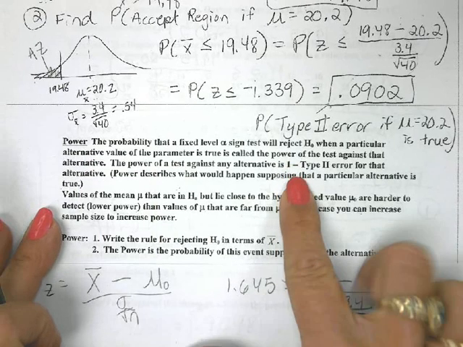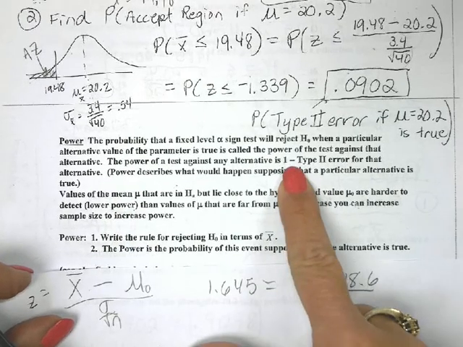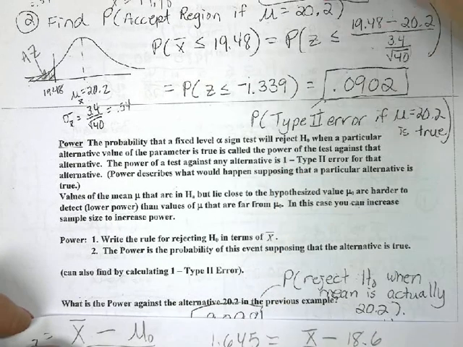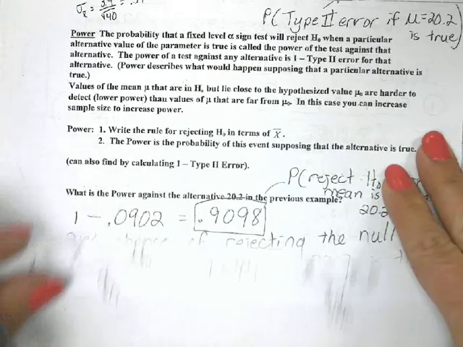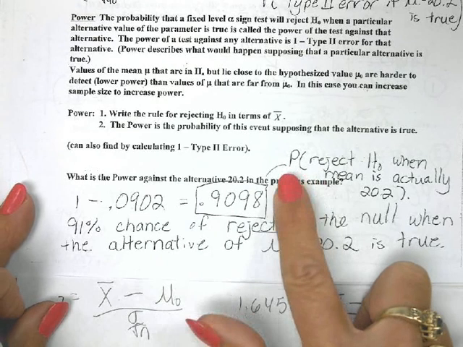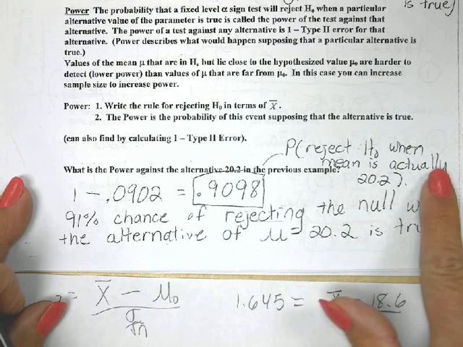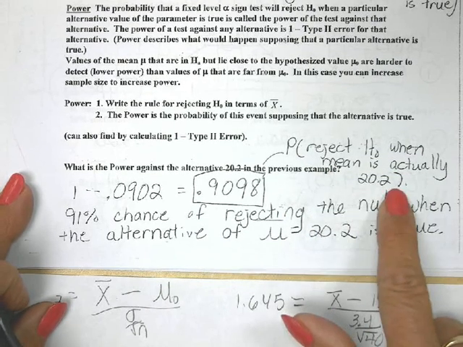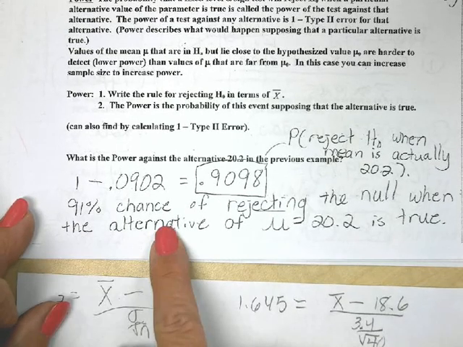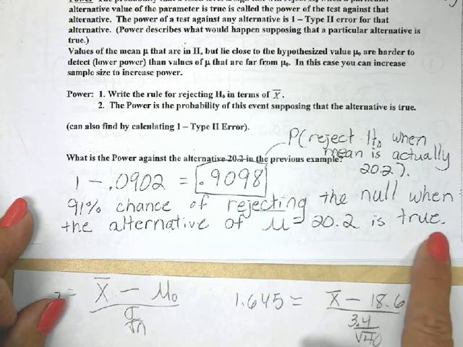And it's very easy to find, truthfully, once we know the type 2 error, because it's really the complement of the type 2 error. So for our example up here, what is the power against my alternative 20.2? The power means the likelihood that I would reject the null when the mean is actually something different from the null and it's at 20.2. And I will do that about 91% of the time. 91% of the time I would reject the null when the alternative of 20.2 is actually true for that school.